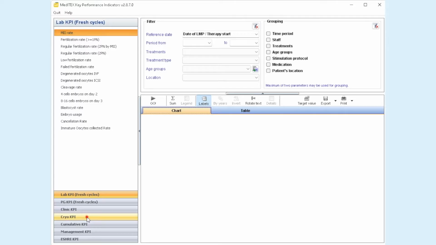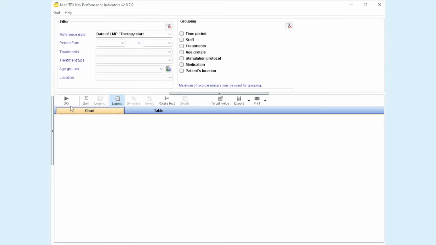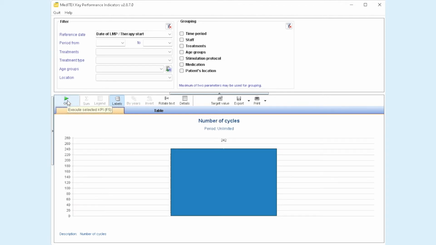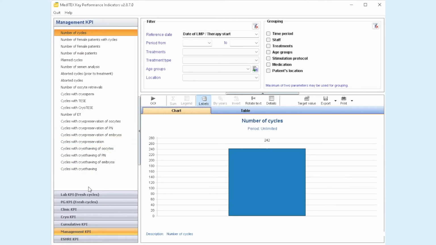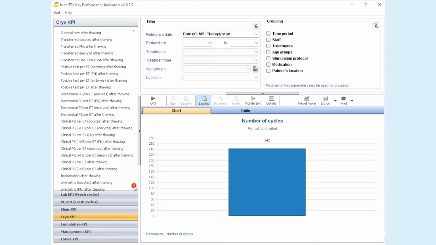KPI integrates different data sources like management, lab, or cryo in order to evaluate them in real time by displaying clear graphs and ratings. MedITEX KPI has a very simple and straightforward interface, in addition to several indexes and rates that can be run on demand.